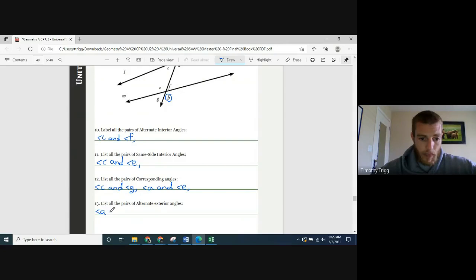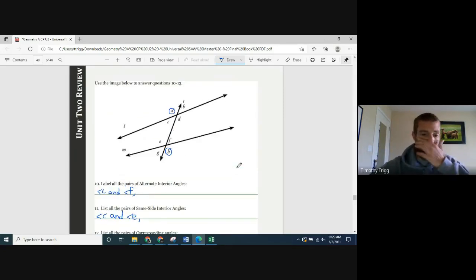Angle A and angle H. So that would be one pair of alternate exterior angles. See if you can find the second pair of alternate exterior angles in this picture. So I gave you one pair. See if you could find the other one on your own.